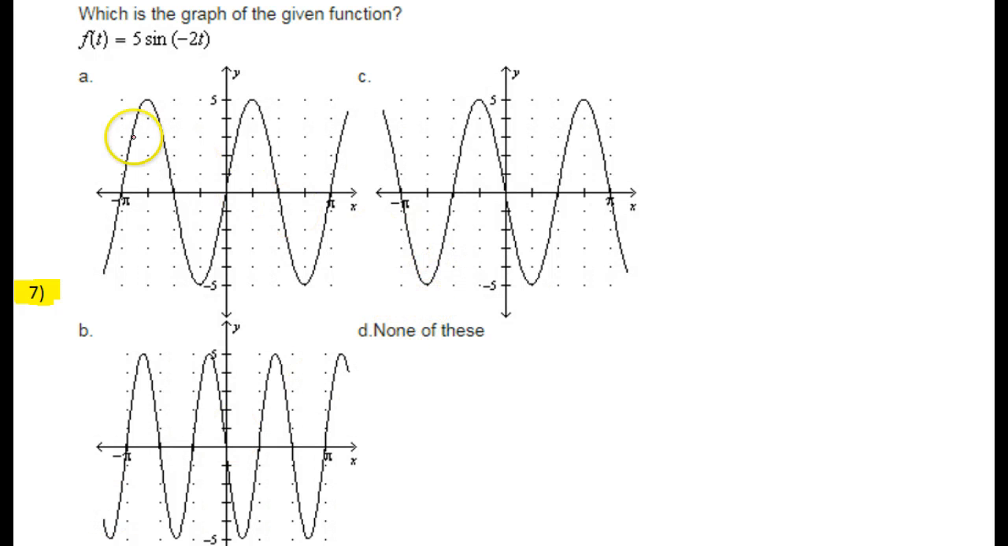Okay. Which is the graph of the given function? 5 sine negative 2x. By the way, I know it says t, but I'm just going to say x. I don't like using t as a variable. It bothers me.